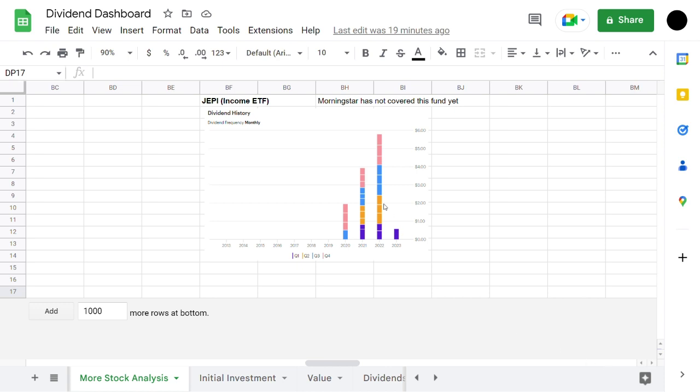JEPI. It is a bit new, just 2 solid years of dividends, so we'll see how that goes.